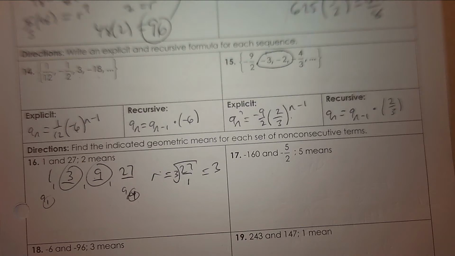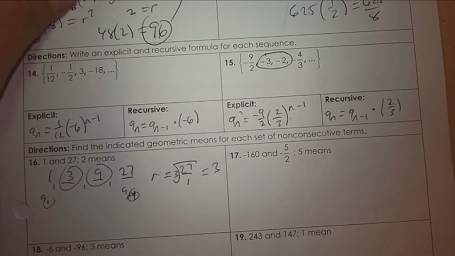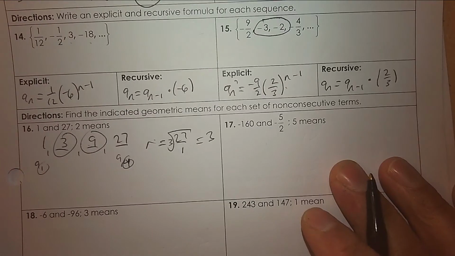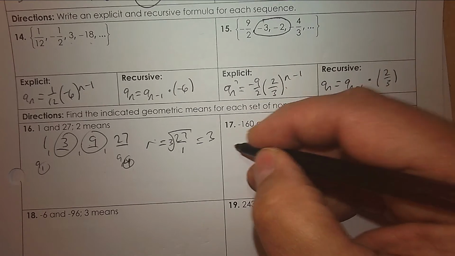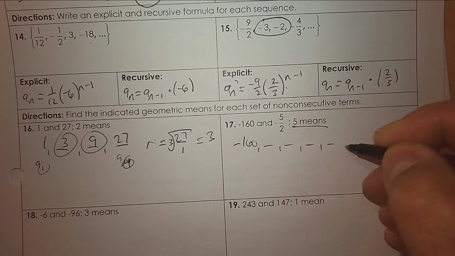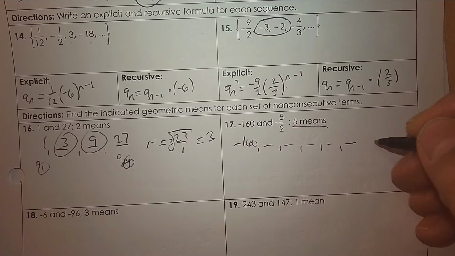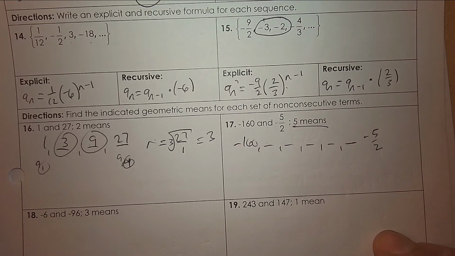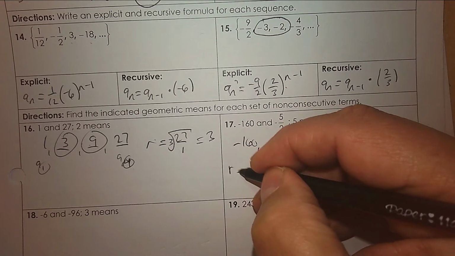Alright, so here's part 2 of that homework for geometric sequences. So again, we're trying to find the 5 means. So it's like negative 160, and there's 1, 2, 3, 4, 5, and then negative 5 over 2. Now, to understand how to find the common ratio, we're going to do a few things.